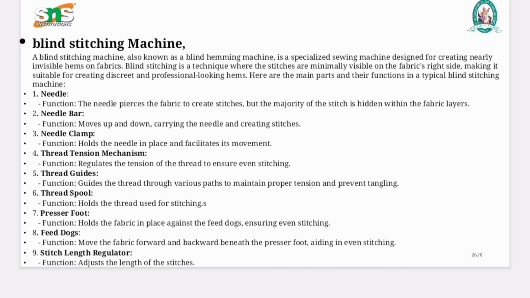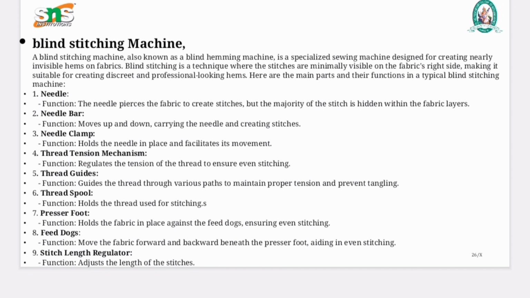Blind stitching machine. A blind stitching machine, also known as a blind hemming machine, is a specialized sewing machine designed for creating nearly invisible hems on fabrics. Blind stitching is a technique where the stitches are minimally visible on the fabric's right side, making it suitable for creating discreet and professional looking hems.